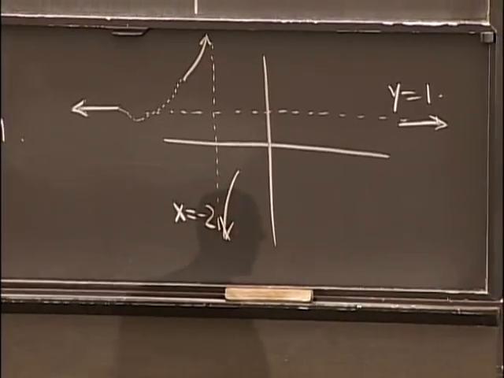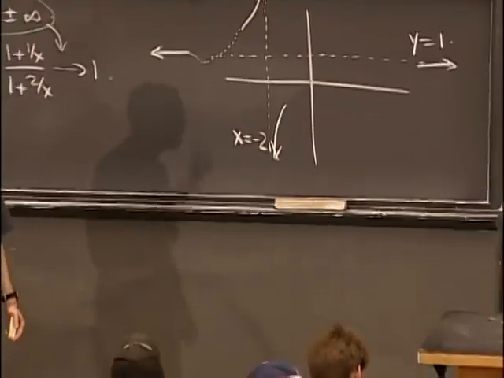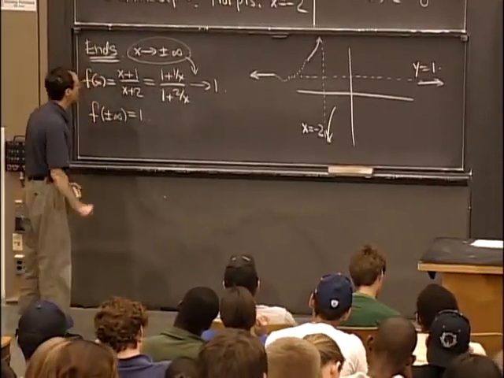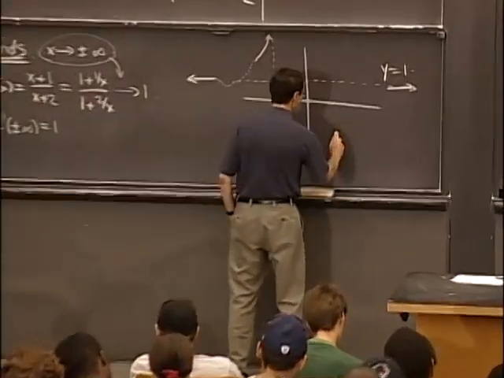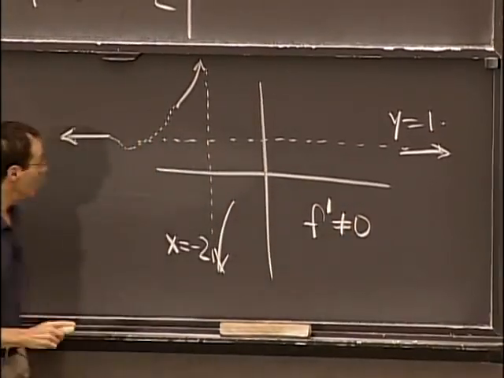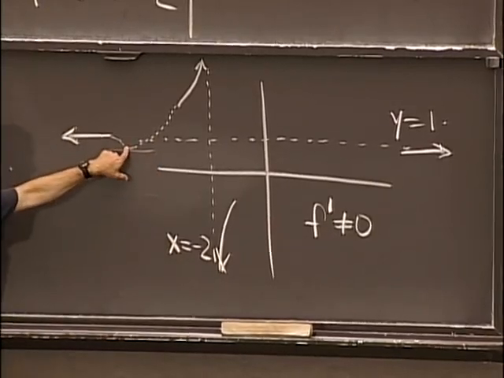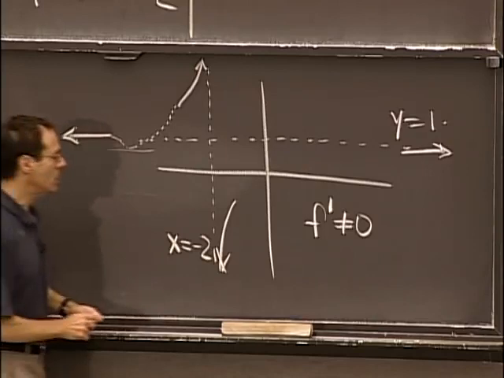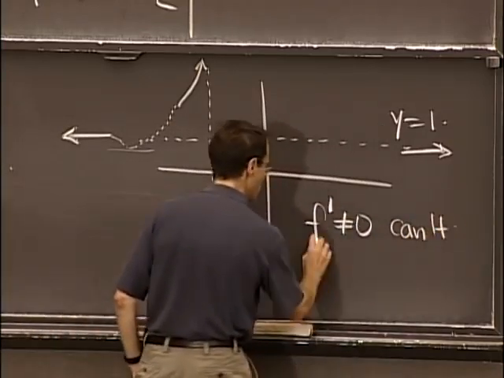Yeah. It can't dip below because there are no critical points. What a precise and correct answer. So that's exactly right. The point here is that because f prime is not 0, it can't double back on itself because there can't be any of these horizontal tangents. All right? It can't double back, so it can't backtrack.